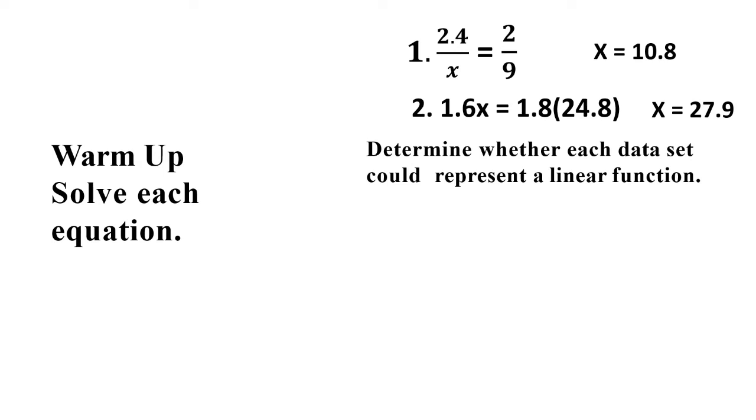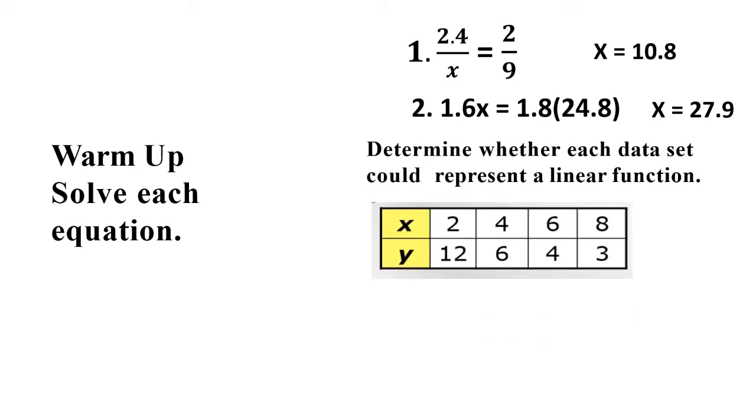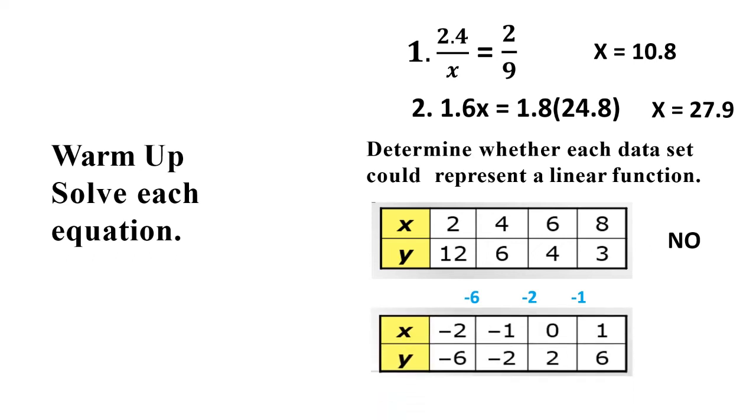After we solve equation 1 and equation number 2, this time we are going to determine which table represents a linear function. Let us check table number 1. What do you think? Is it a linear function or not? And of course, the answer is no. Why? Because the first differences in y are not equal. How about table number 2? Is it a linear function or not? The answer is yes. Why? Because the first differences in y are equal.